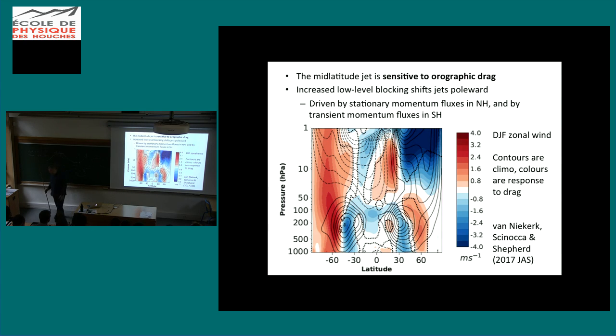So that's important because it means that this parameter, which is not very well known, has a pretty big impact on the jet. Oh, and I should say, at ECMWF, I showed you that plot of the forecast skill, the forecast skill over time in the ECMWF model.